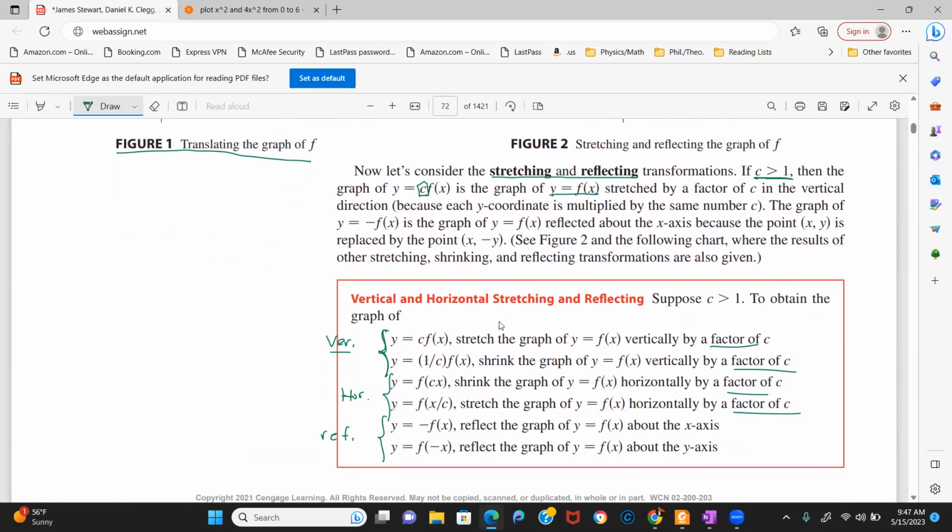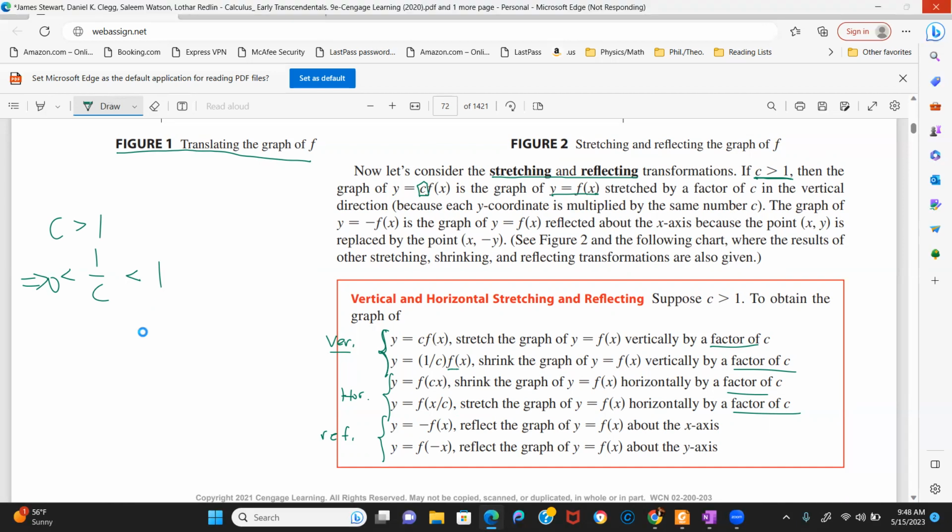And when you multiply by 1 over c, if c is bigger than 1, that implies that 1 over c is less than 1, and it's positive, of course. We're always taking everything to be positive. Then what you're doing is you're taking x, evaluating it at f of x, and then you're multiplying by 1 over c, this relatively small number between 0 and 1. So you're shrinking all the y coordinates. So it's going to compress it vertically.